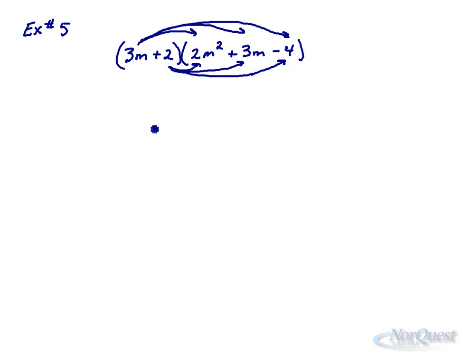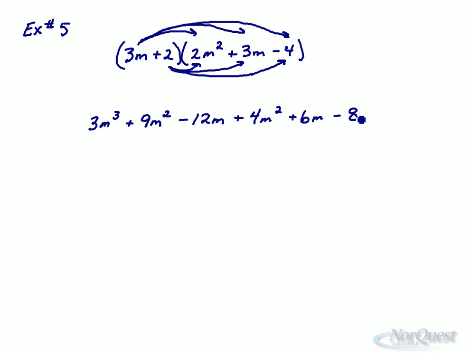So I'm going to multiply all three terms by 3m. 3m times 2m squared will give us 3m cubed. 3m times 3m to give us 9m squared. 3m times negative 4 to give us minus 12m. Now distribute the positive 2 to give us positive 4m squared. 2 times 3m to give us plus 6m. 2 times negative 4 to give us minus 8.